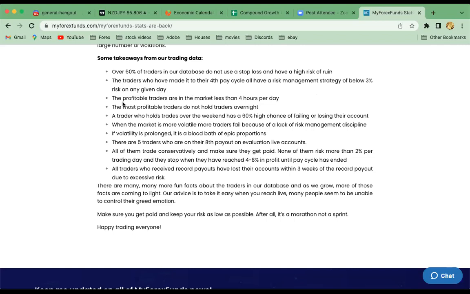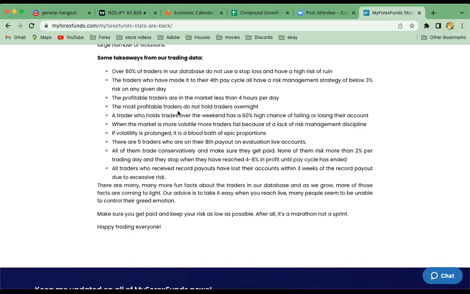Stop doing it. The profitable traders that are in the market are in there for less than 4 hours a day. I would tell you this is more based on strategy, so I wouldn't say that guarantees you, because I showed that I can swing trade and you can still pass these accounts with a low win rate. So that is circumstantial. That's down to how people choose to trade more than an exact piece of information, but they're just telling you.